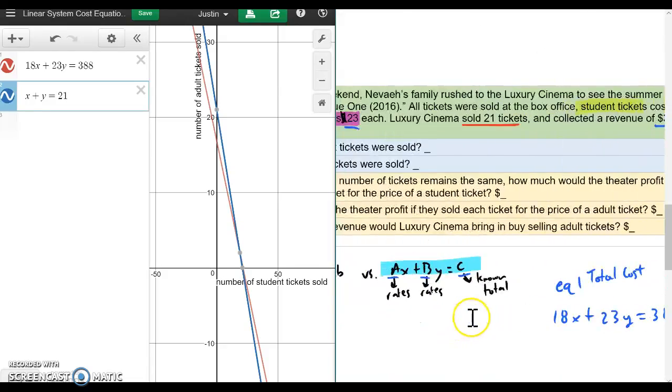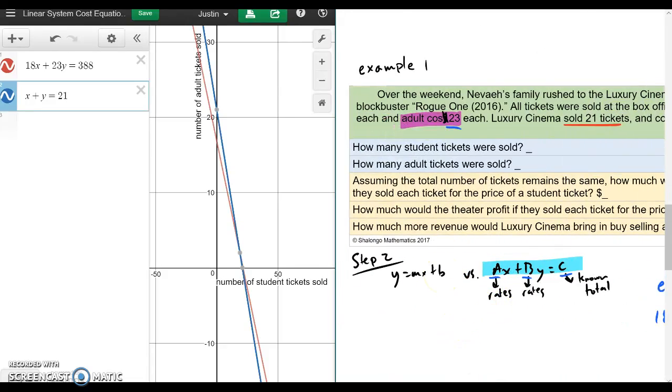So that was step 3. In step 3, we used the graphing calculator to solve, to execute our plan. And we got x equals 19, and y equals 2.